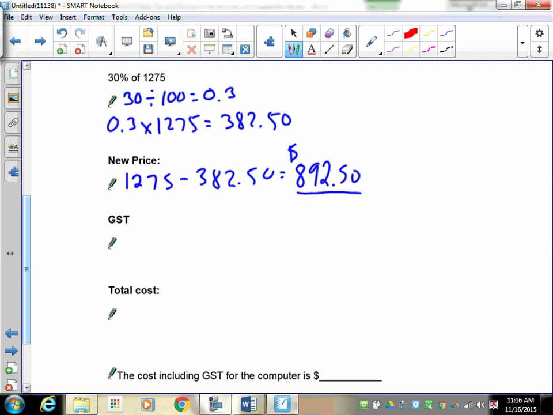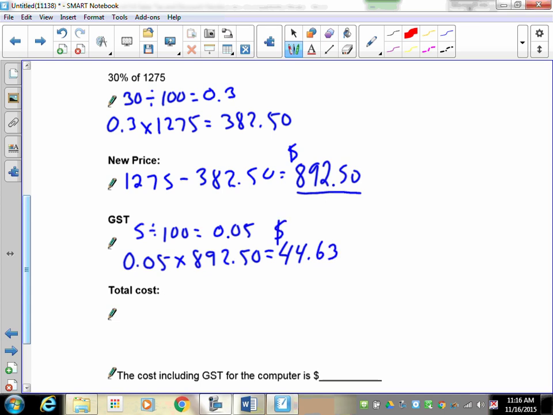Now, when I get to the till, the person is going to calculate the GST on the $892.50, not on the original price. So GST is always 5%. So divide that by 100. That gives you 0.05. Now, what is 0.05 times 892.50? That will give you $44.63.